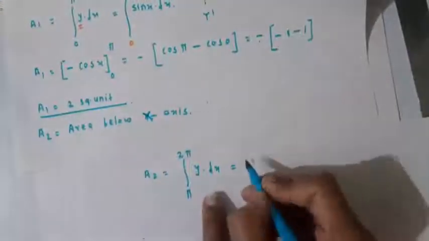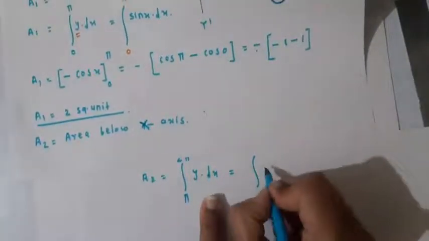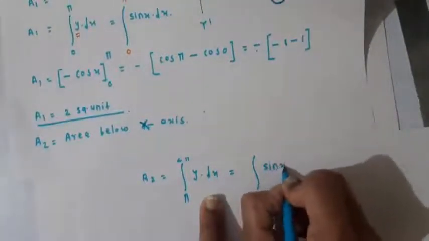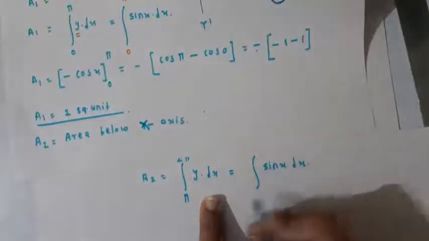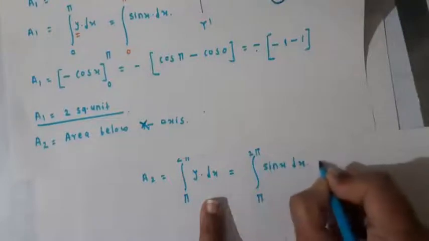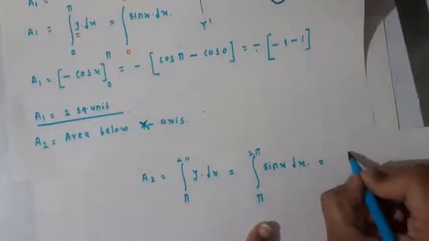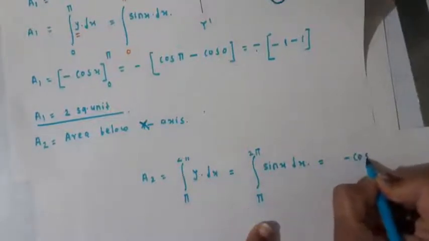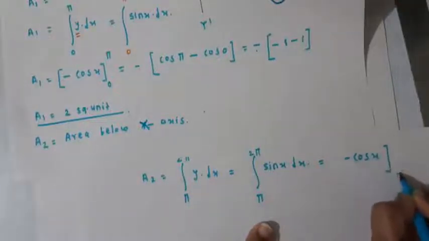What is the function y? The function y is y equal to sin x. This is the integral of sin x with respect to x, with limits of integration from pi to 2 pi. We know that the integration of sin x is minus cos x, limits of integration pi to 2 pi.